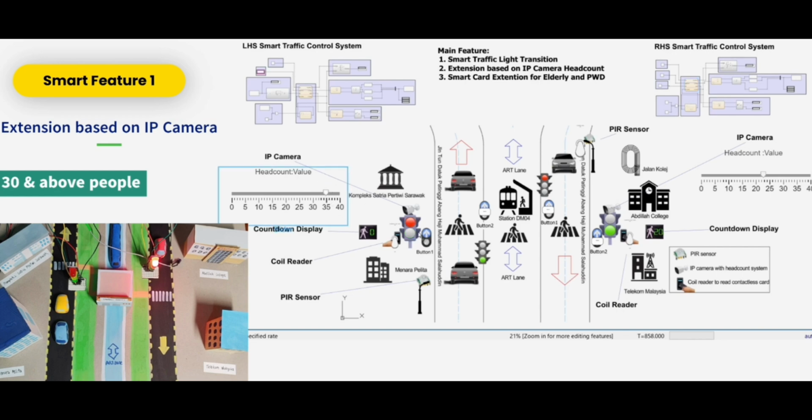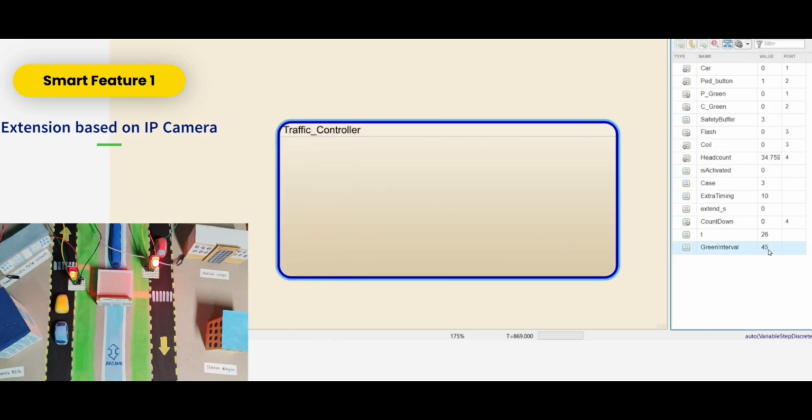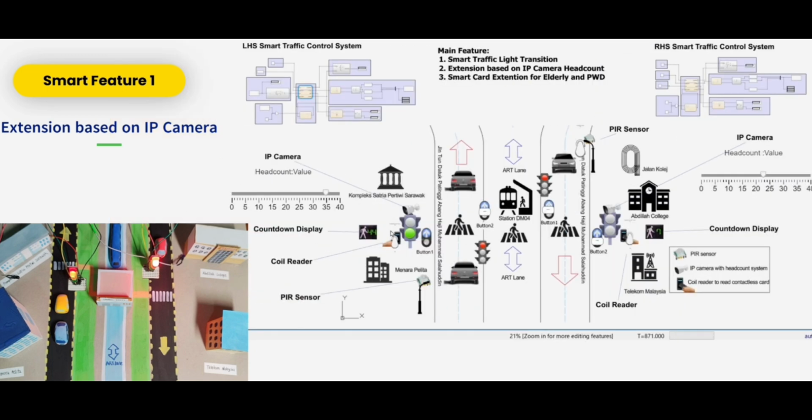Lastly, for 30 people and above, the green interval will increase to the maximum of 45 seconds. It is also shown in the countdown display.